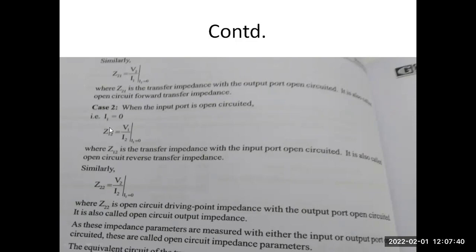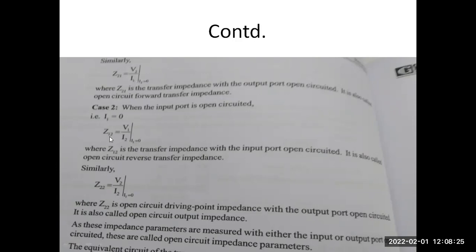Now similarly, Z21 and Z12, how can we calculate? Z21 will be equal to V2 by I1 when you put I2 equal to 0. So Z21 is the transfer impedance with the output port open circuited. Voltage is measured at the output port and current is measured at the input port, so you are going from 1 to 2, where input is 1 and output is 2. This is the forward path, so this impedance is also called the open circuit forward transfer impedance.